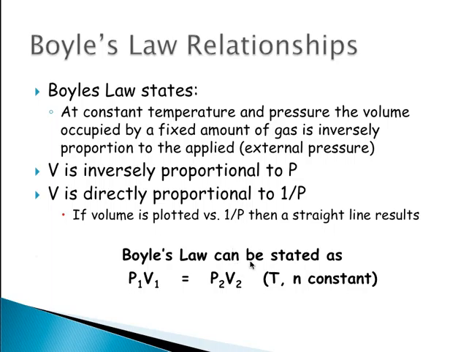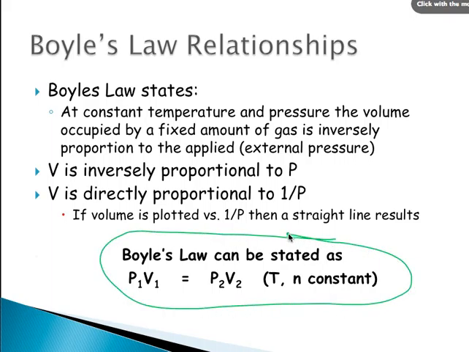Using that relationship and doing some math, Boyle's law is typically stated like this. Again, remembering the temperature and the number of particles of the gas, the sample of the gas, remains the same. How do we make that a straight line? Since V is inversely proportional to P, meaning as V goes up, P goes down, that's an inversely proportional relationship.